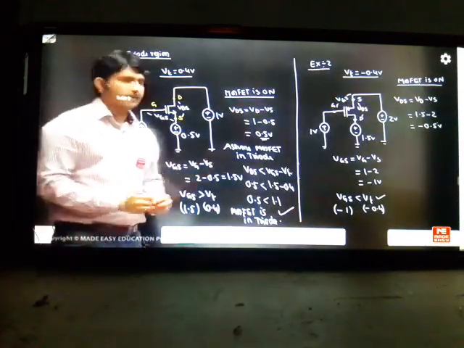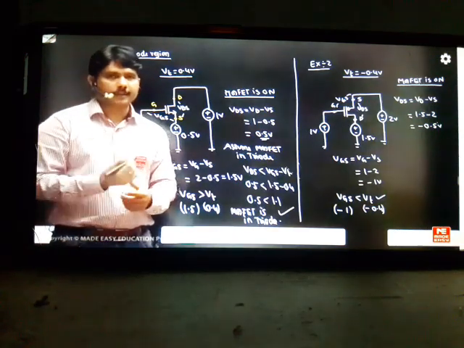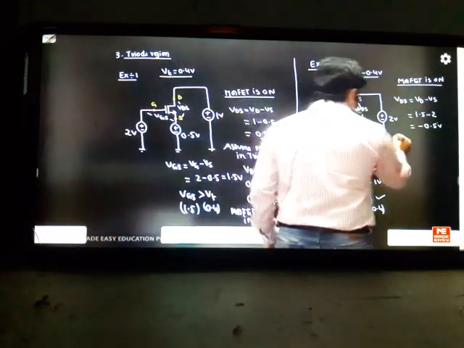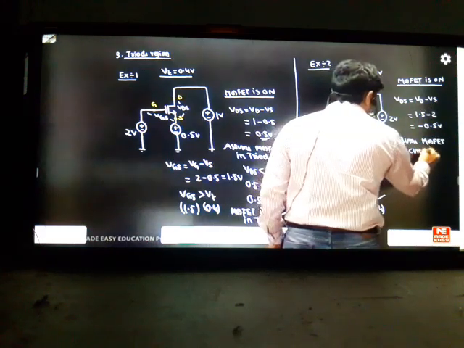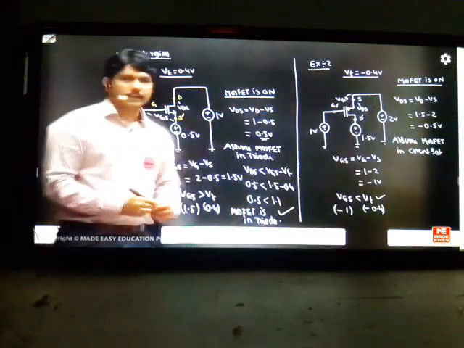Here you have assumed that the MOSFET is in triode. There is no rule that I have to assume triode. You can assume current saturation also. Suppose I assume the MOSFET is in current saturation here. You can start by assuming anything, no problem. Whatever you like you can assume, but whether it's correct or wrong you have to justify.